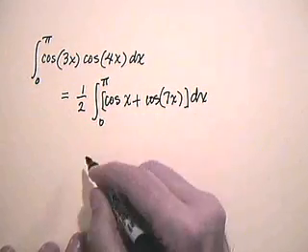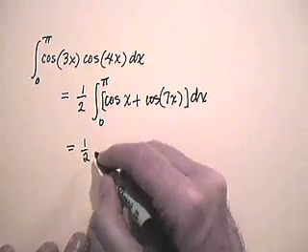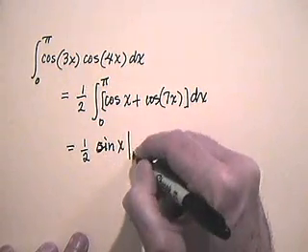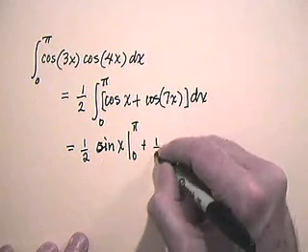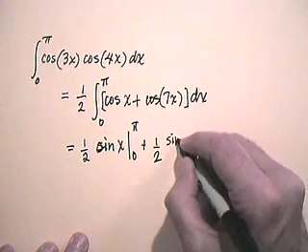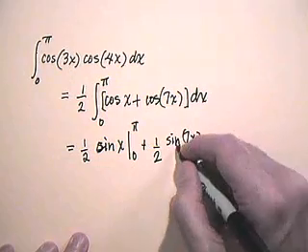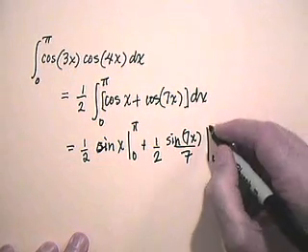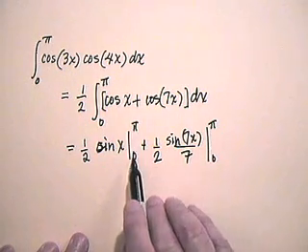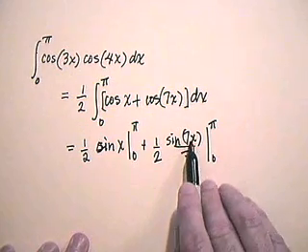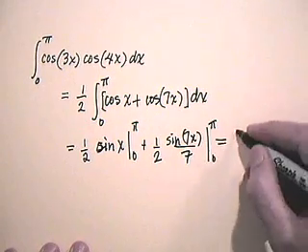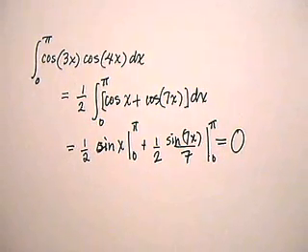Antiderivative of cosine x is simply sine x. So we have 1/2 sine x to be evaluated from 0 to pi, plus 1/2 the antiderivative of cosine 7x. Well, that's sine of 7x divided by 7, also to be evaluated from 0 to pi. Sine of pi is 0, sine of 0 is 0, and sine of 7 pi is 0, sine of 0 is 0. So everything just ends up being 0. We get a great big 0 here.